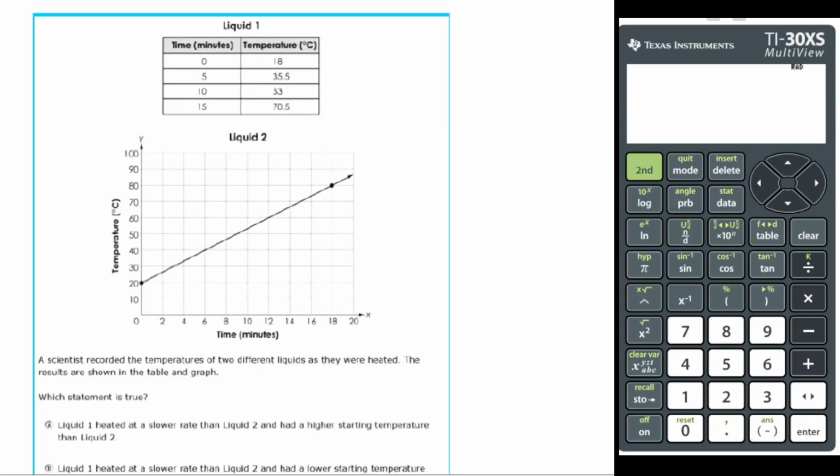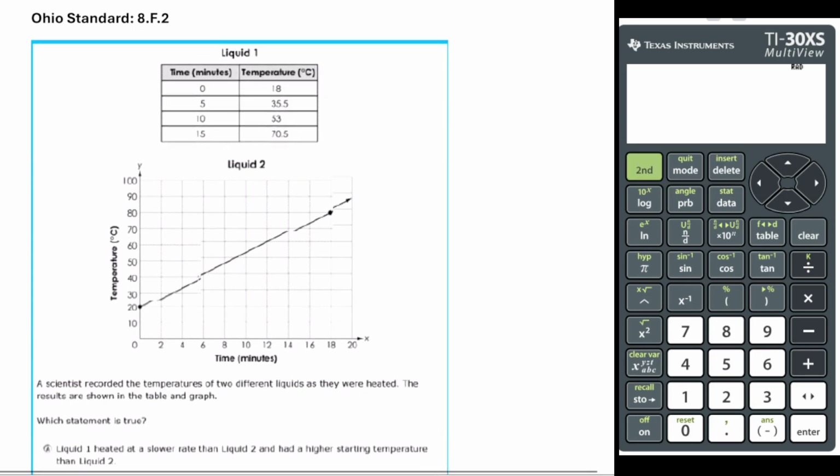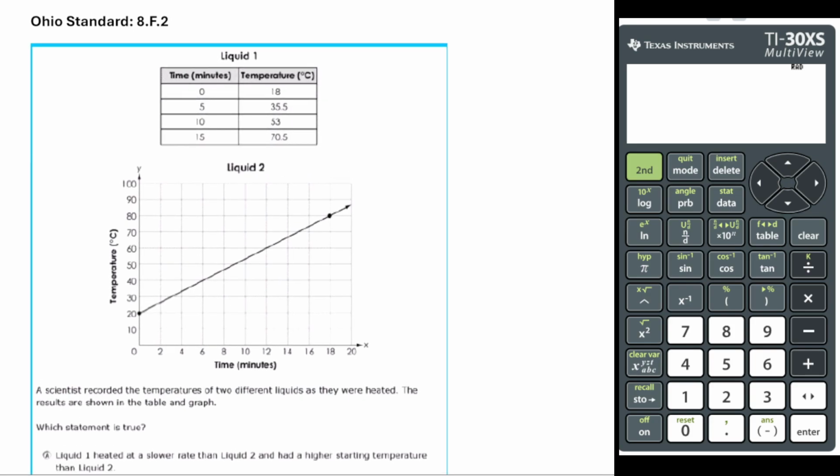Alrighty, here we are for another Ohio State Test Standard Review. Today we are talking about Standard 8.F.2. This is our next standard in our functions unit area. So let's hop right in.